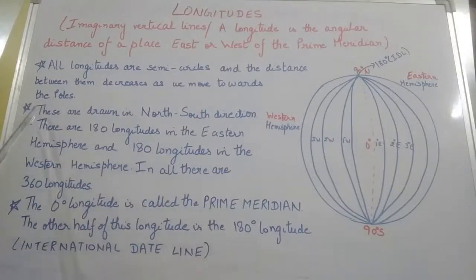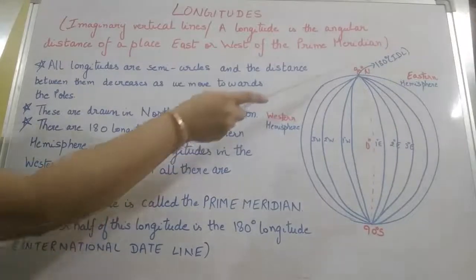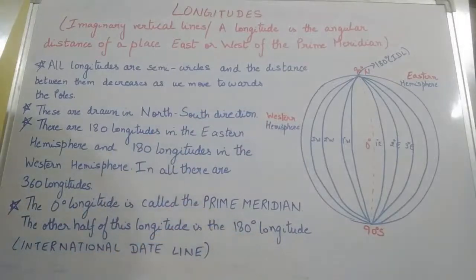Let us come to the second point. These are drawn in your north-south direction. They are drawn from north to the south. Now let us talk about the number of your longitudes. What is the total number of longitudes?